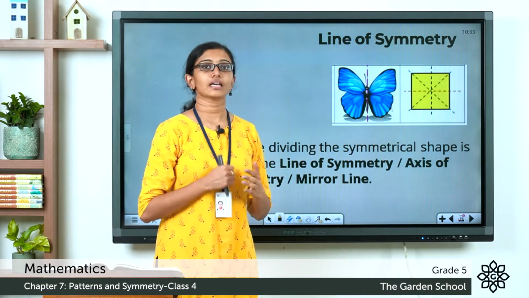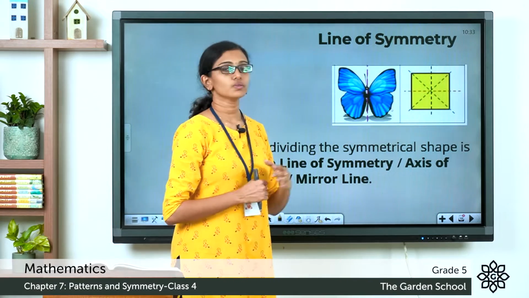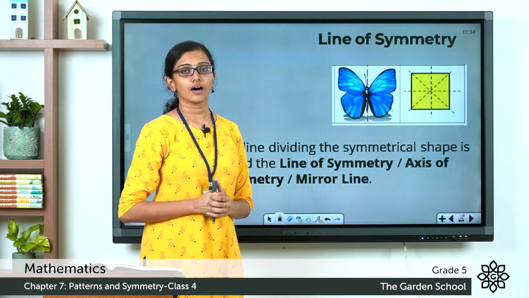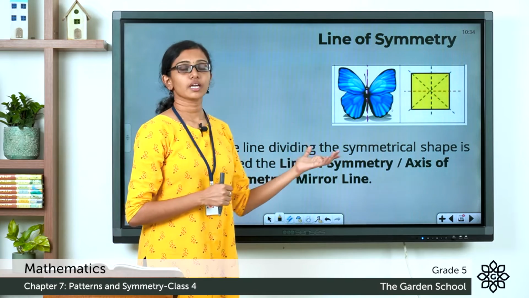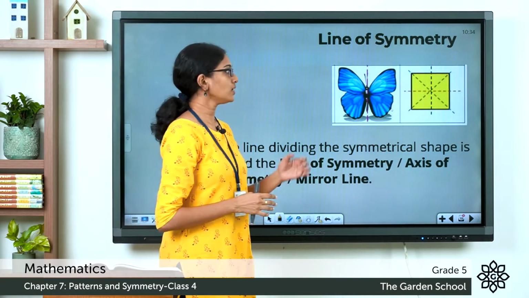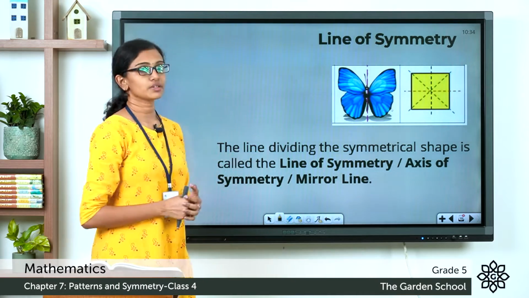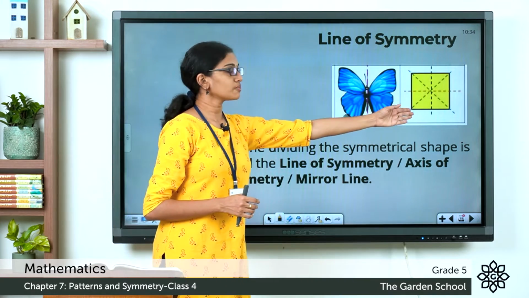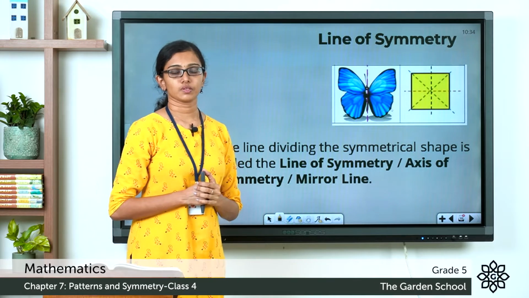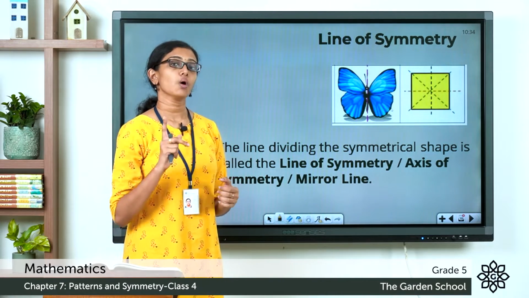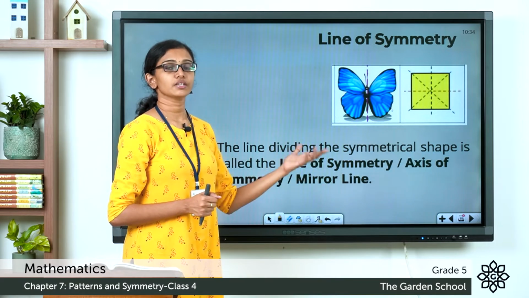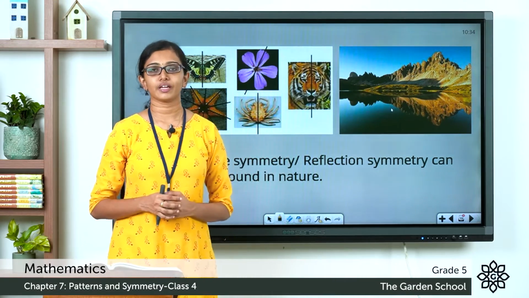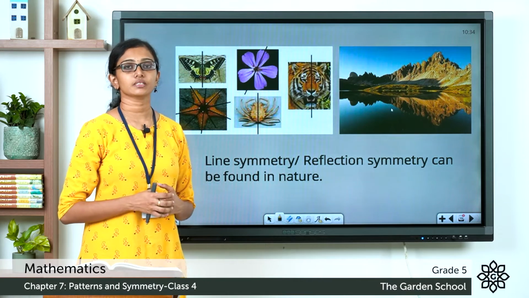In the second picture, you can see a square. You can see four lines passing through the square. And any of these four lines will divide the square into identical halves or equal halves which are in same shape and size. These lines are called the lines of symmetry. And the line of symmetry is also called the axis of symmetry or the mirror line. So, for the same object or shape, you can have many lines of symmetry. Some objects or shapes can have only one line of symmetry, whereas some objects and shapes can have more than one line of symmetry.